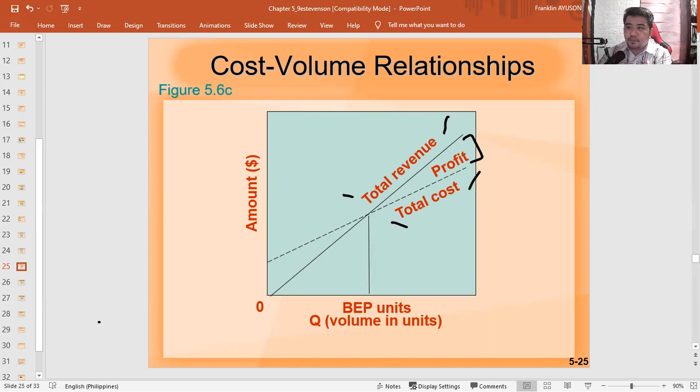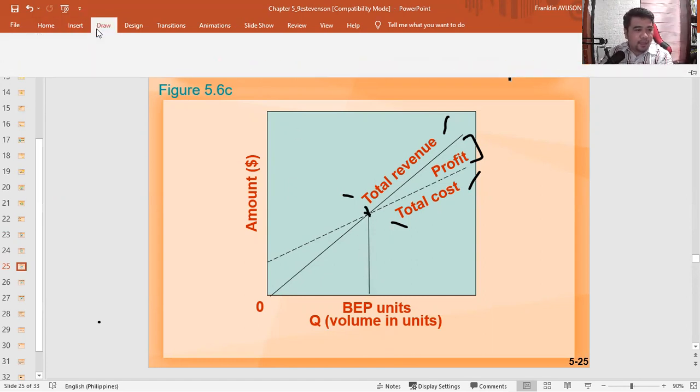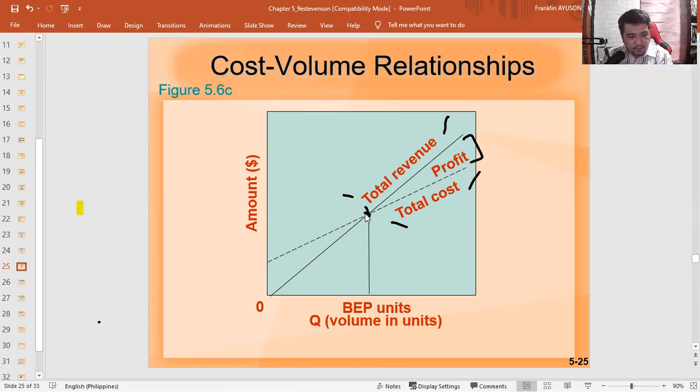But anyway, the intersection here is now defined as your break-even unit. Meaning to say, the quantity or volume of units at which your total cost and total revenue intersect at this particular level of profitability. That's the intersection point of the two.